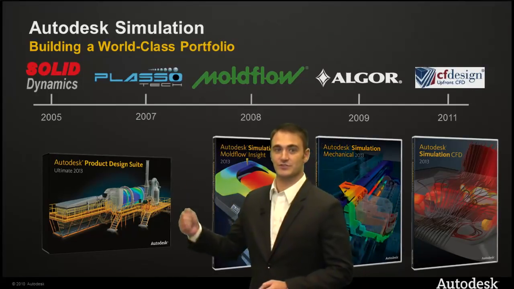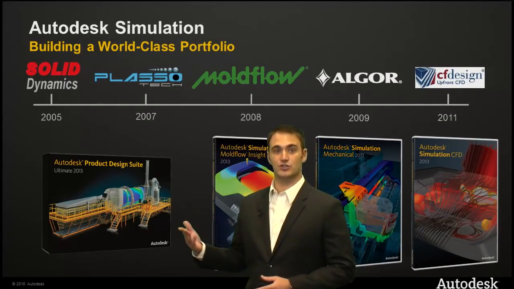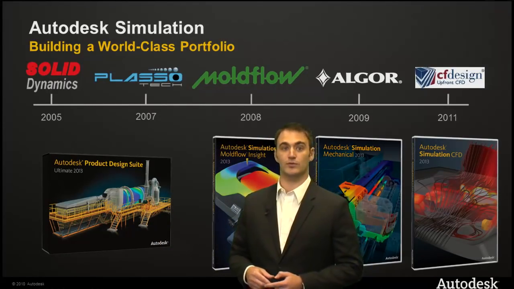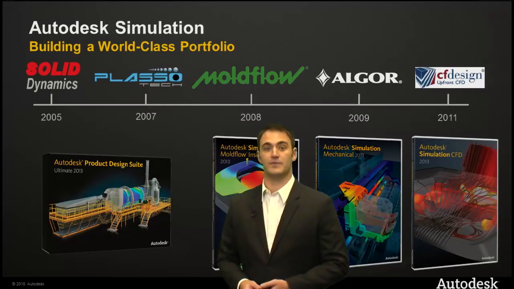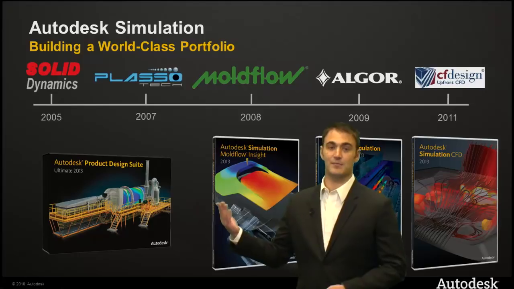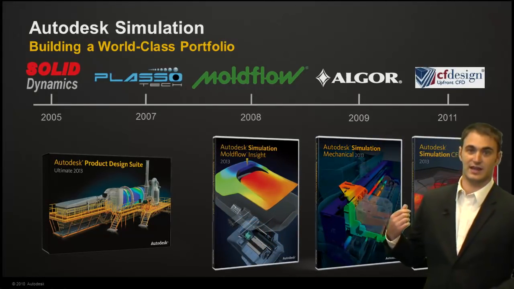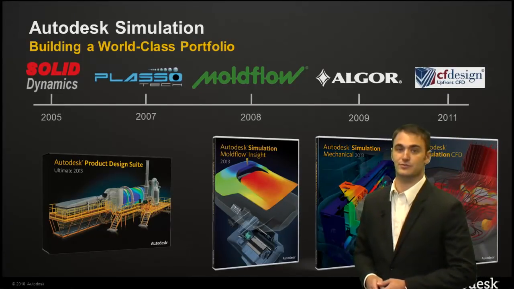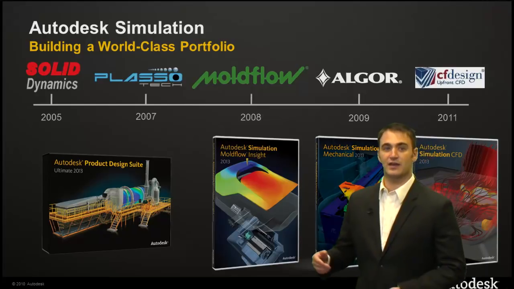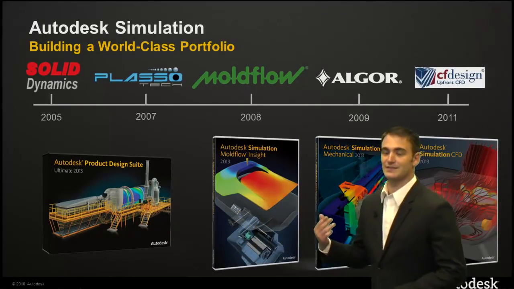In 2005 was Solid Dynamics, 2007 was Plasitech. Those two acquisitions basically live on within Inventor Professional or Product Design Suite Ultimate today. That's your Inventor simulation. Then came the Moldflow acquisition, the Algor acquisition, and the Blue Ridge Numerics acquisition, which was the CFdesign product. What we're really going to be talking about today is Product Design Suite Ultimate and Simulation Mechanical.